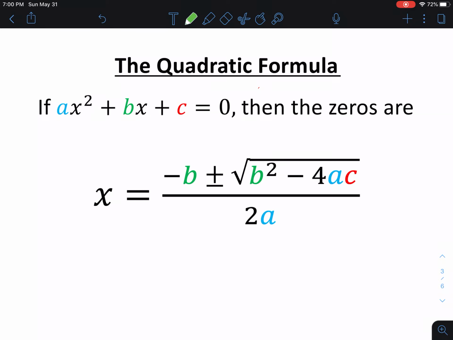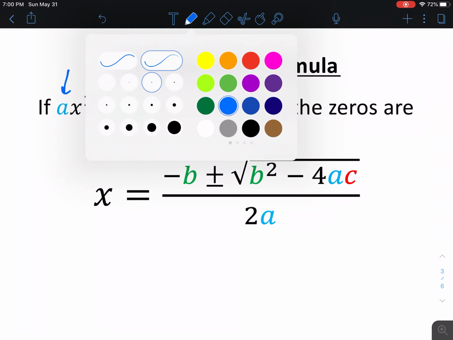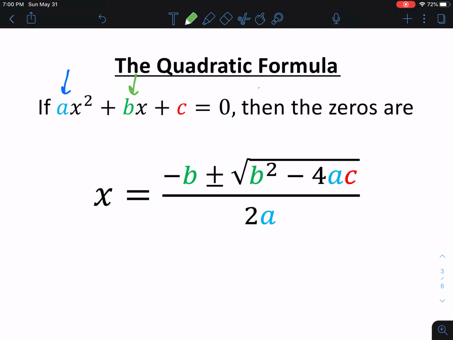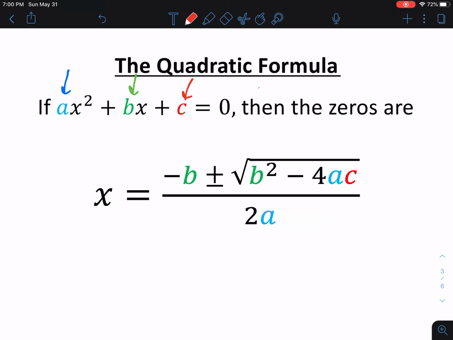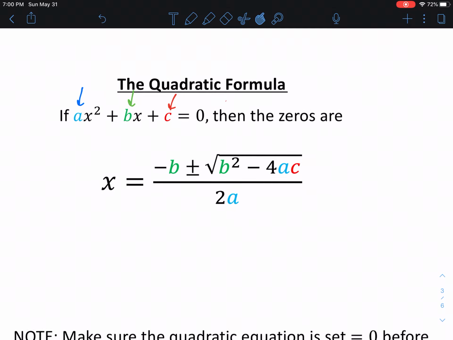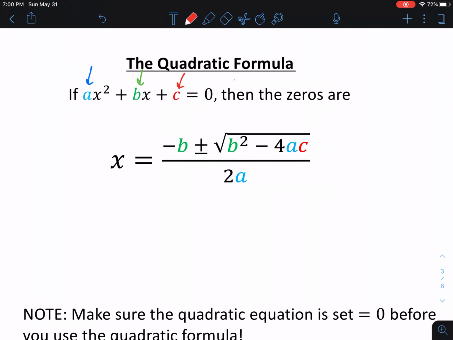Your a is just whatever's in front of the x squared term, so this is your a. Your b is whatever is in front of the x, and your c is your constant term. As long as you have those numbers, you should be good. Those coefficients should just be numbers, no x's in there. Then you plug them into this formula and you get your zeros. Remember, zeros are where it crosses the x-axis, so zeros are these things. That's what we're looking for here.